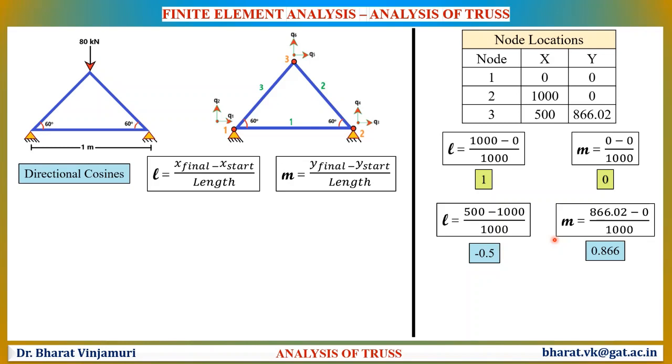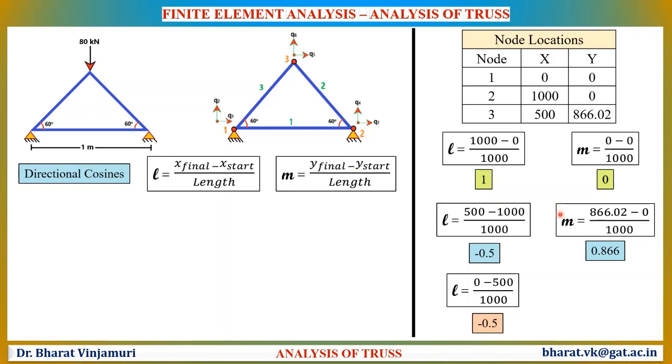Now for element number 3, one needs to be careful here, because the starting node of element number 3 is node number 3 and the end node of element number 3 is node number 1. Therefore, we should be careful while calculating the directional cosines for element number 3. Here, the x-coordinate of the final node is 0, and the x-coordinate of the starting node, that is node number 3, is 500. Thus, we have got the value of L as 0 minus 500 divided by the length of the element.